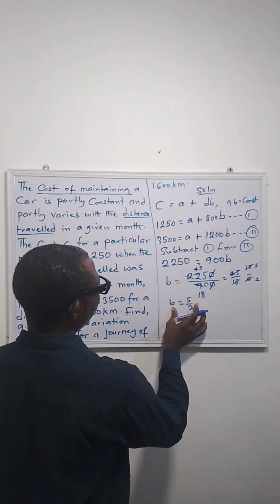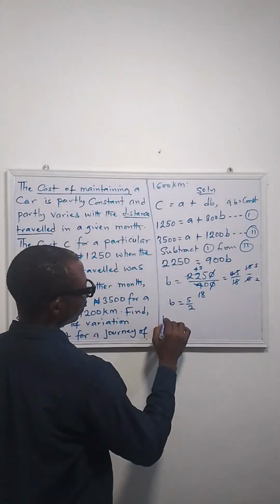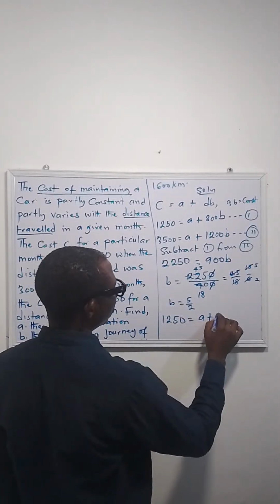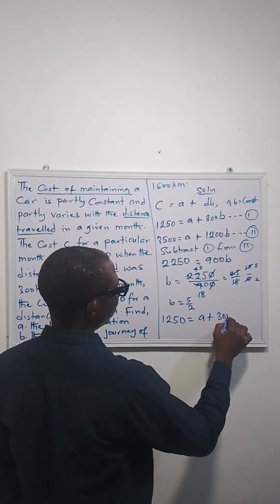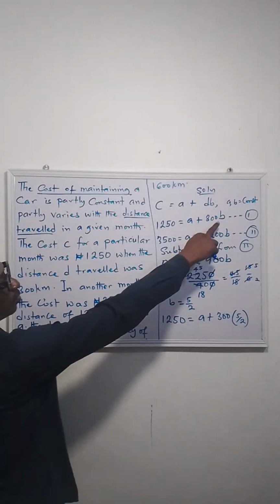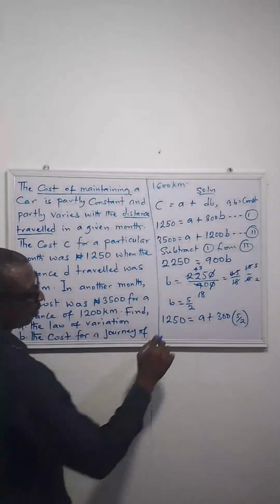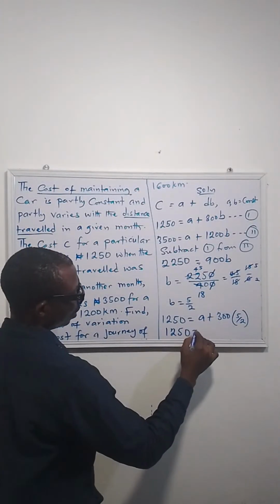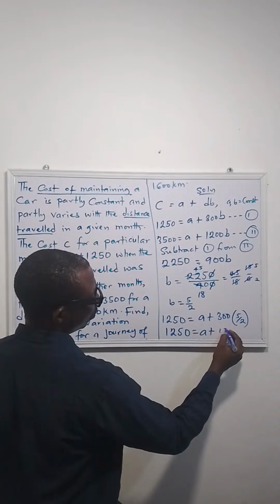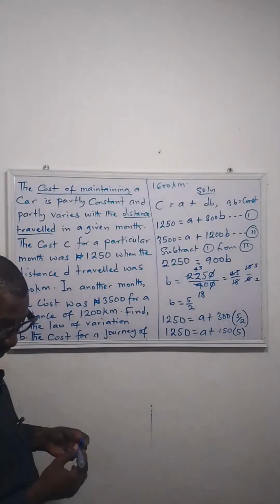Let's plug in the value of B into any of the equations. Let's say equation 1. So we have 1250 equals A plus 300 times 5 over 2. The value of B here that we're supposed to write is 5 over 2, so you just plug it in. So you have 1250 equals A plus, now 2 goes into 300 one hundred and fifty times. So you have 150 times 5. Still have this 5 here.